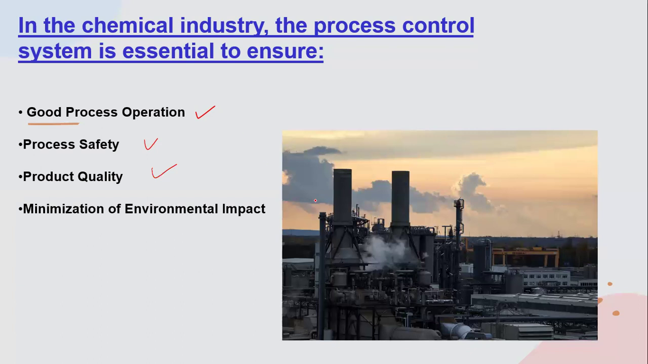And then number 2, minimization of the environmental impact, which is true. For example, we can see that here we are polluting the environment by producing these greenhouse gases into the atmosphere. These greenhouse gases will most definitely damage our ozone layer, lead to global warming, climate change, and all of those things. So as chemical engineers, we need to make sure that process control is there, because it will help us to minimize the environmental impact. Okay, so this is also very important.